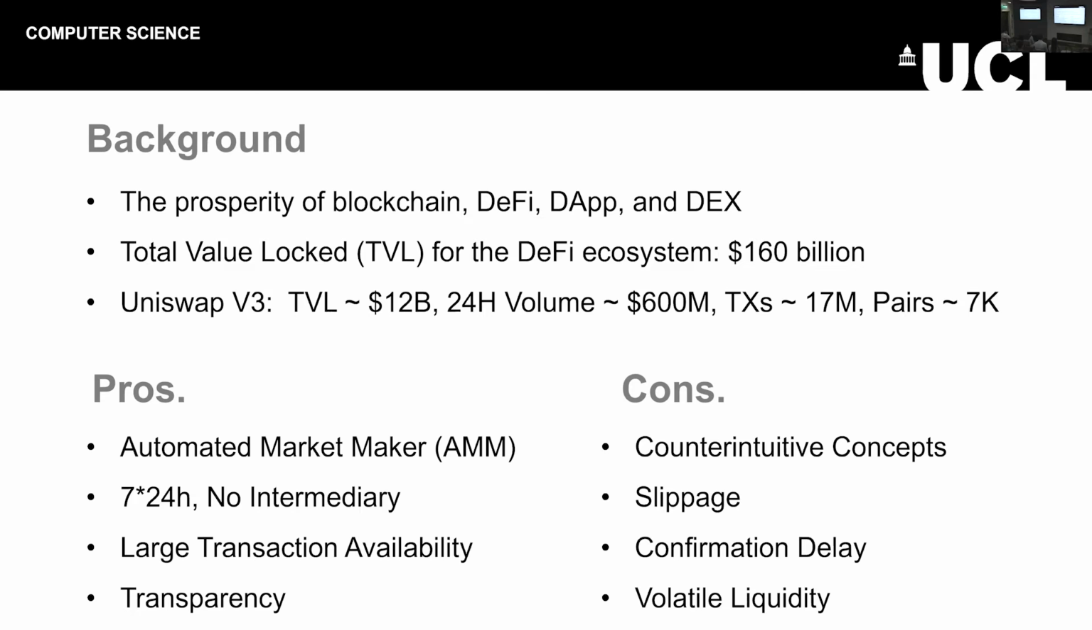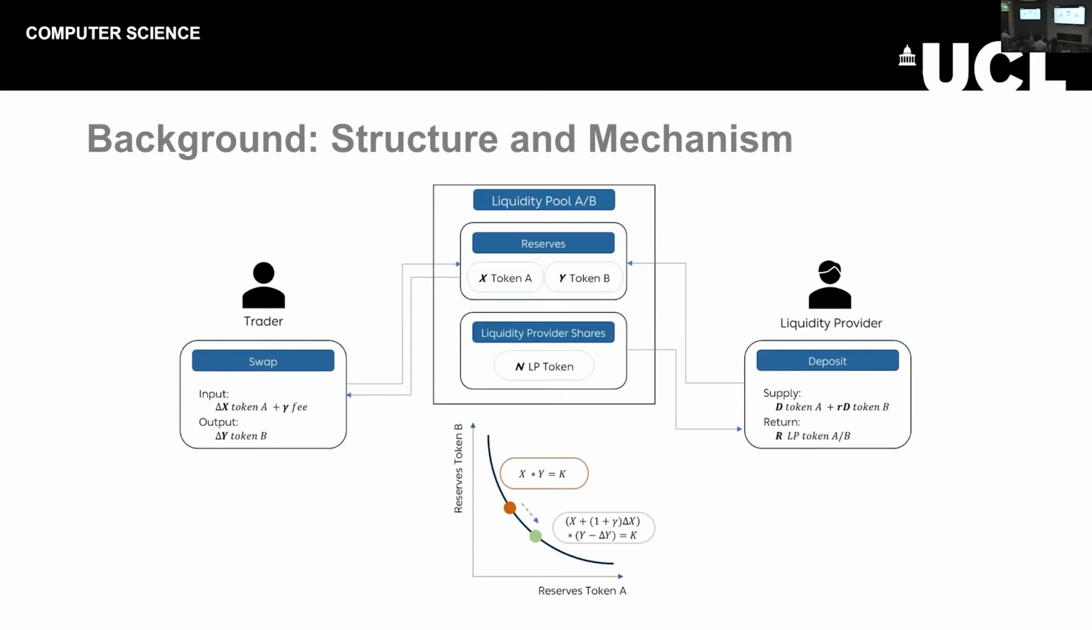It's difficult to understand, and it may have slippage on transactions, especially large transactions, as well as confirmation delay and volatile liquidity. So we want to focus on liquidity. And first, let's tell you how liquidity impacts the price of swaps.